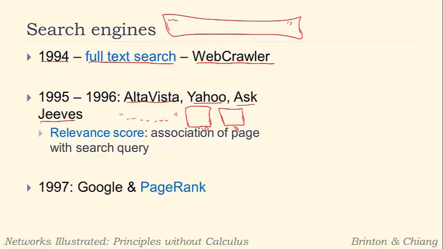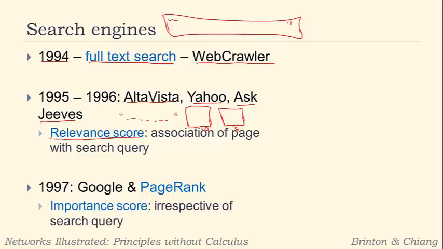Then Google came around in 1997 and they had a bit of a different idea. Well, the first way that they changed the landscape was they actually had a different way of doing relevance score. But really their main contribution was in terms of defining what's called an importance score. So the importance score is independent of the search query that you make. Okay, so the importance score of a web page doesn't depend upon what you search at all.